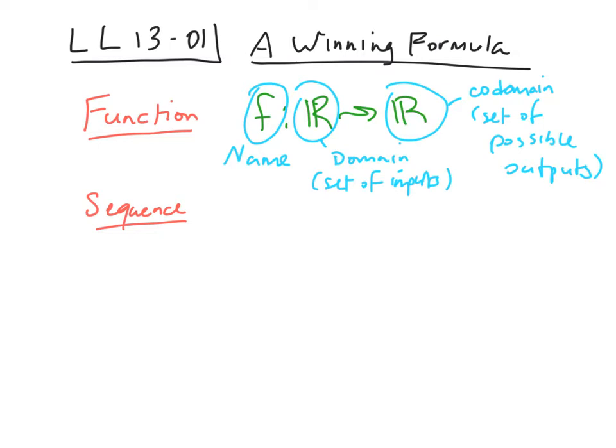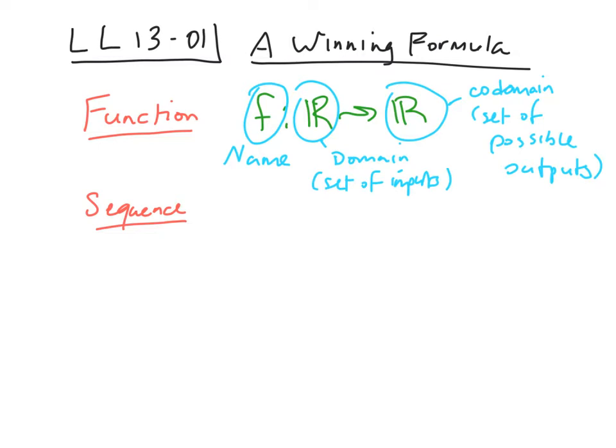I say possible outputs because there's another word called range that you may have heard of before. When I use the word range, I mean the set of all outputs actually attained by the function. Not a distinction we need to worry about too much right now. It's just that's why there's this separate word called codomain. Okay, anyway, what is a sequence?